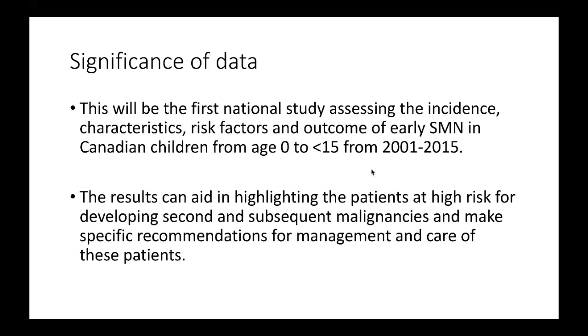So we do feel the data would be of some significance. It would be the first national study assessing the incidence, characteristics, risk factors, and outcome of early SMNs in Canadian children from 0 to less than 15 years of age for a substantial time period from 2001 to 2015. So it would really try and answer some epidemiological questions for this cohort. And hopefully that will aid in highlighting patients at high risk for developing SMNs and subsequent malignancies, and hopefully we can make some specific recommendations for management and care of these patients. So really it goes back to clinical care, and hopefully we can make some recommendations there.